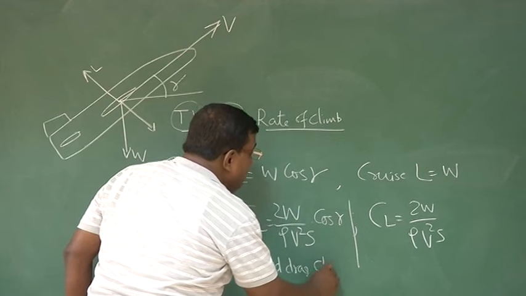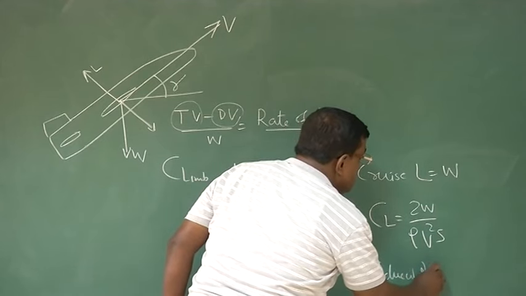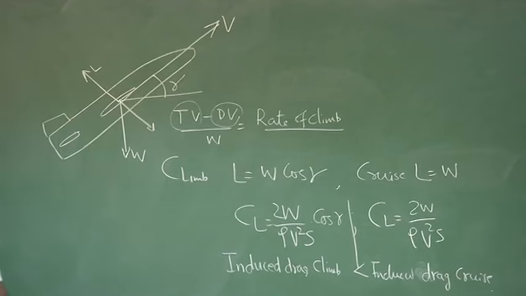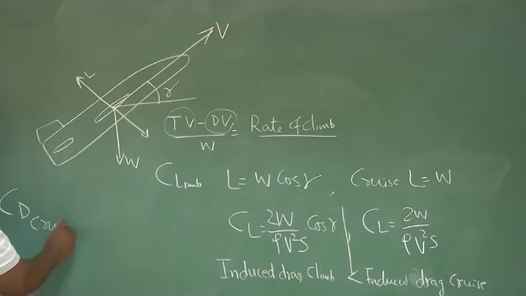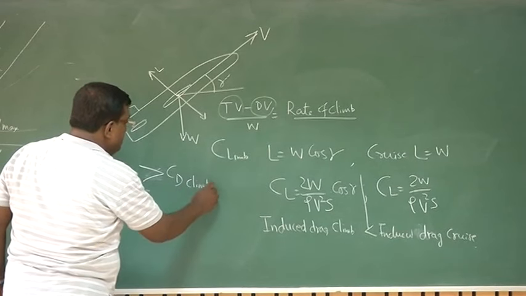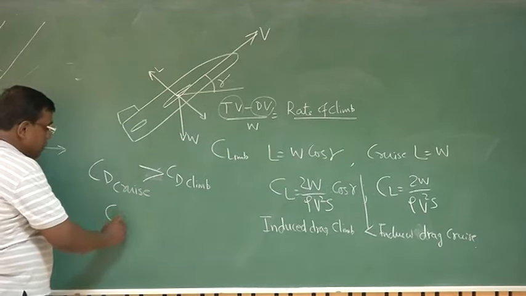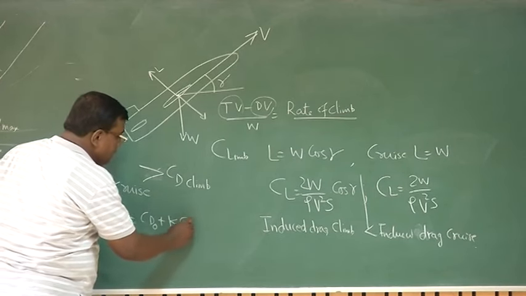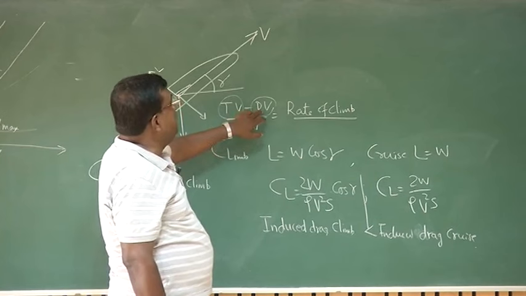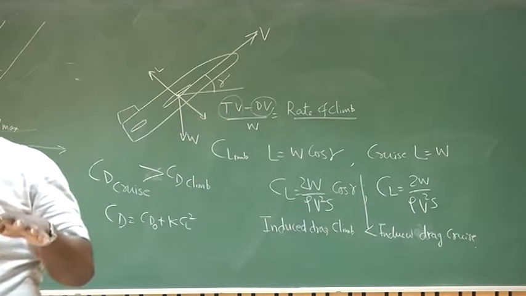That means the induced drag for climb is less than the induced drag for cruise. That in totality means CD cruise is greater than CD climb. You can understand this because CD is nothing but CD naught plus K CL square, okay? So if I come back here, I need to understand that D into V in this case is not the power required for cruise. It is the power required for climb.